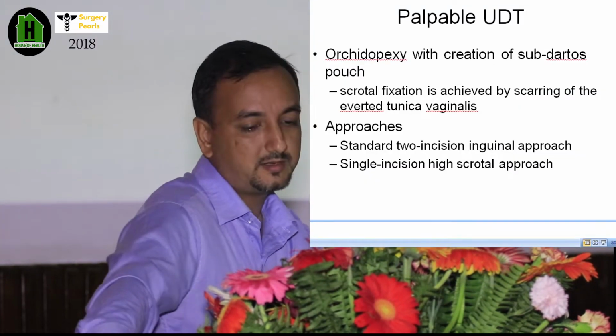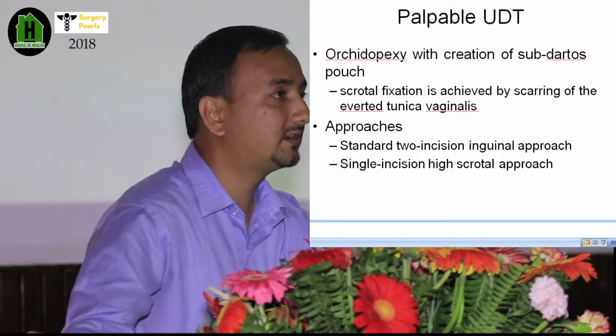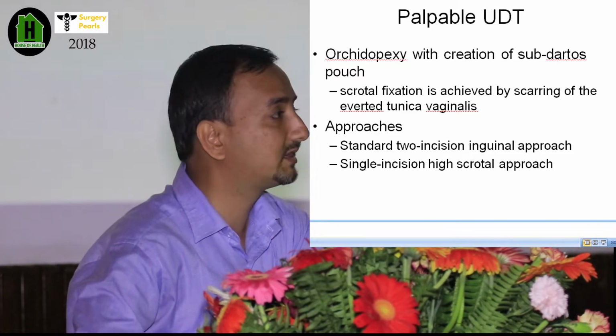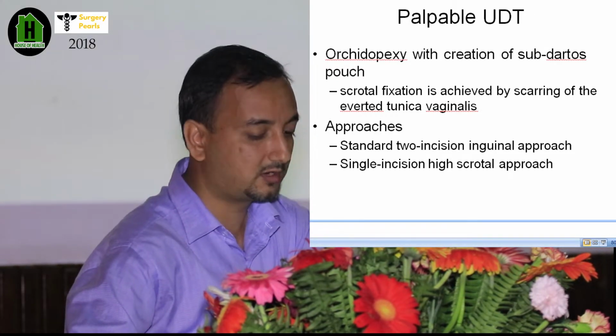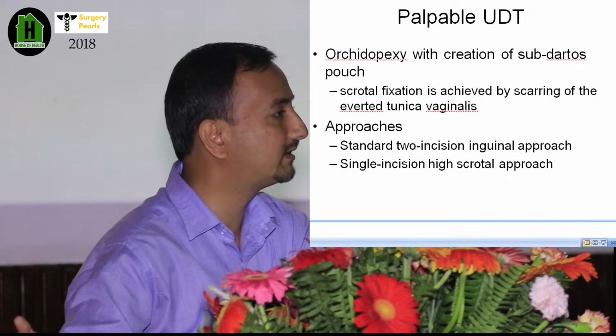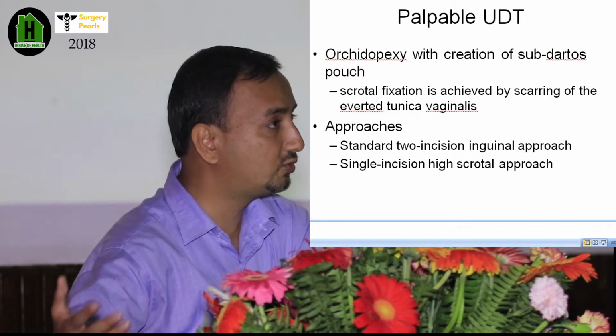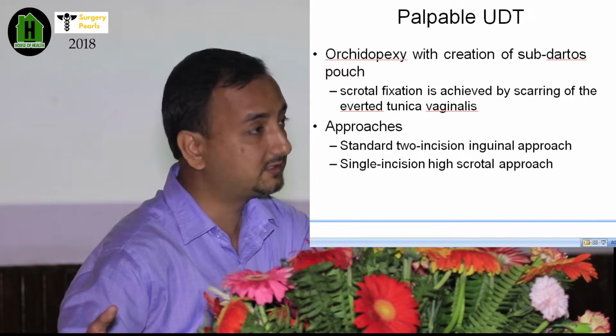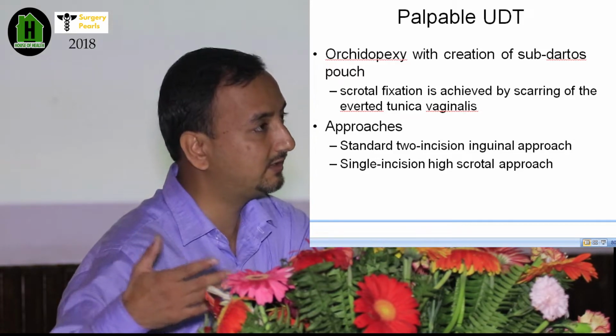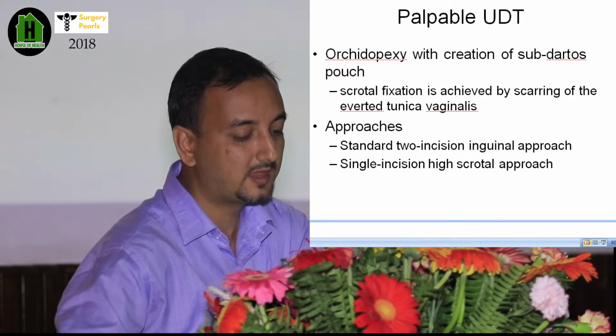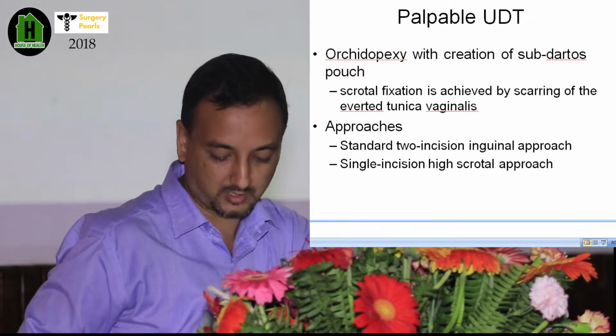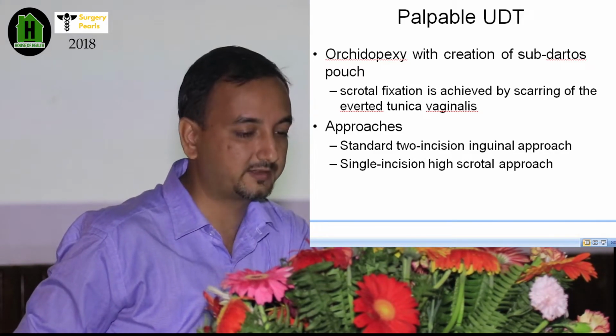So for a palpable undescended testis, the standard treatment is orchidopexy with creation of a subdartos pouch, and scrotal fixation is achieved by scarring of the everted tunica vaginalis. So there are two approaches. The standard approach is a 2-incision inguinal approach: one is the inguinal incision and the other is a scrotal incision. The other is a single incision high scrotal approach. Both have their own advocates.